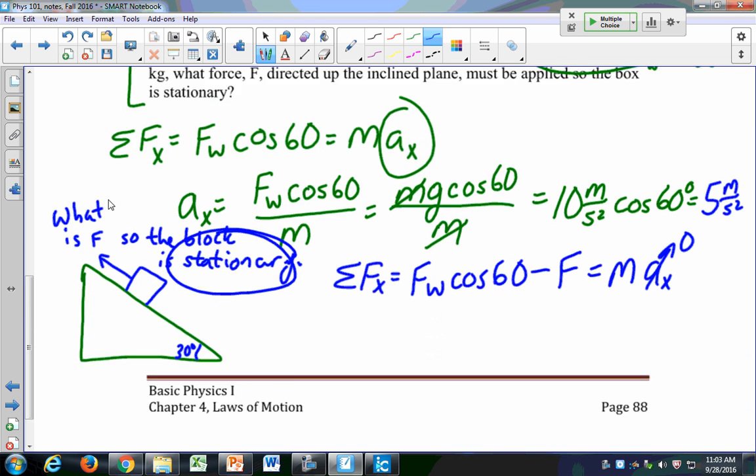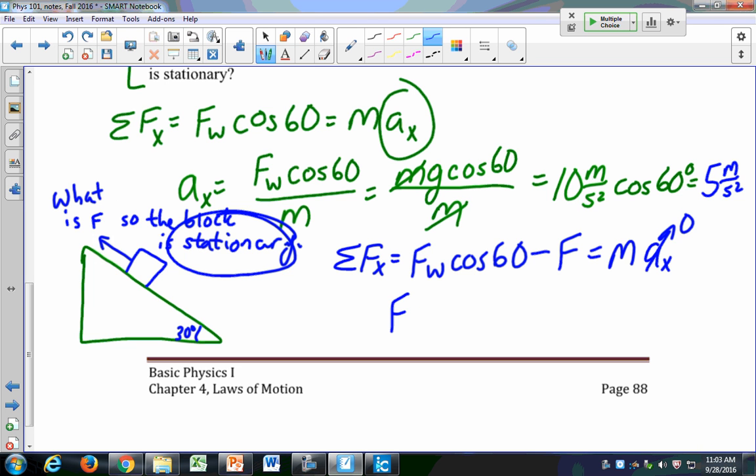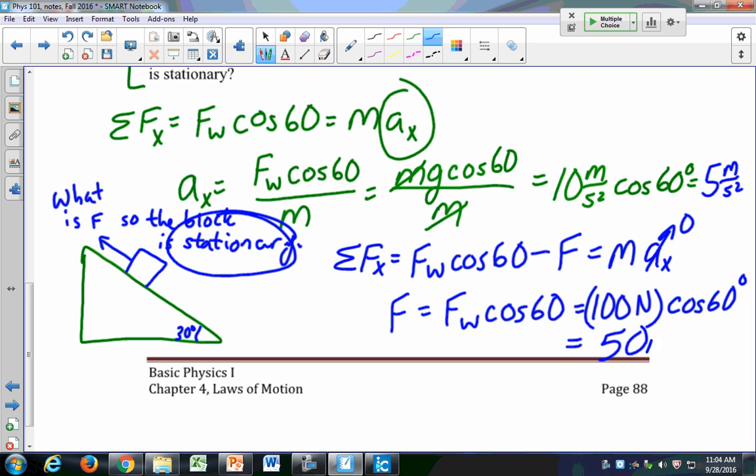Now I can solve this for F. F is equal then to FW cosine of 60. And that's going to be 100 newtons, because remember, this was 10 kilograms. 10 times 10 is 100 times cosine of 60. So that's going to be 50 newtons. That force has to be 50 newtons.